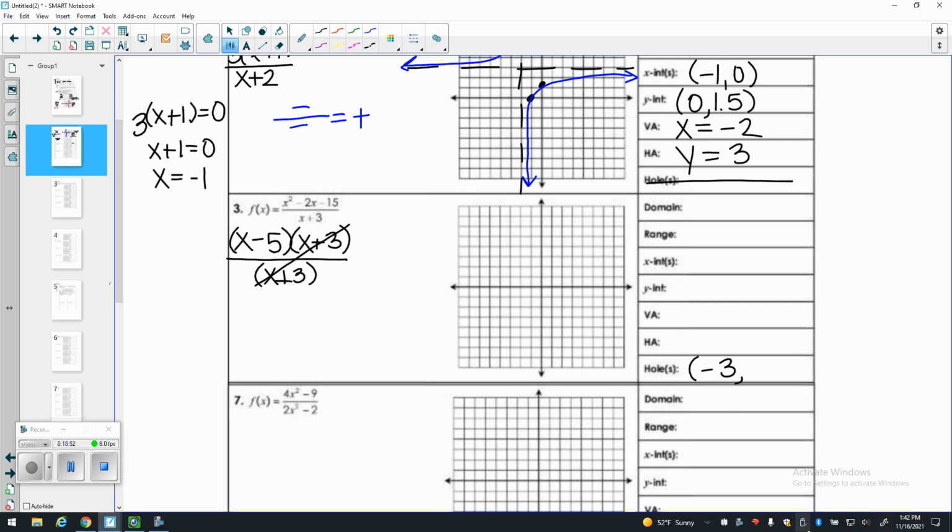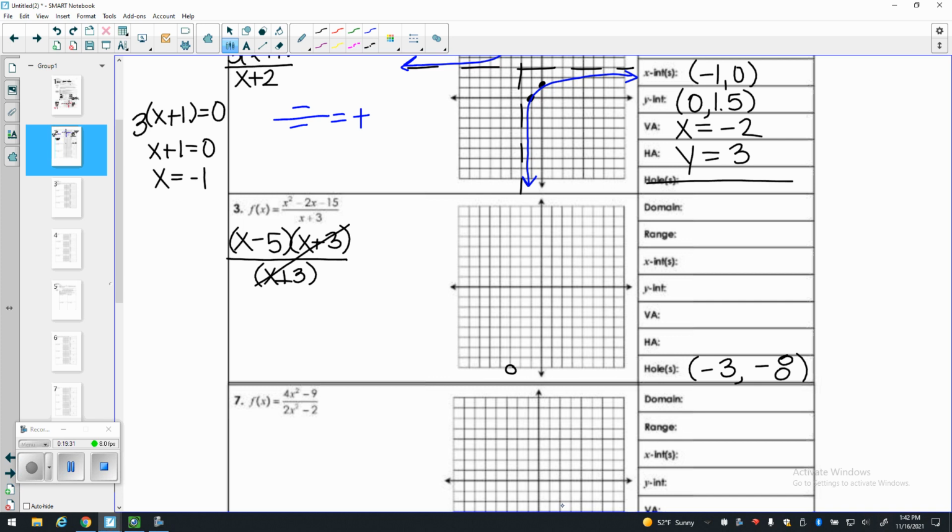What you now do is you take whatever x value you know the hole is, and you plug it into the new simplified function. So don't plug it in here, because what's going to happen? It's going to be 0. Plug it into what's left over. What's left over in this case is just x minus 5. So -3 minus 5 is what? -8. So my hole is at (-3, -8). And I graph that. Boom.